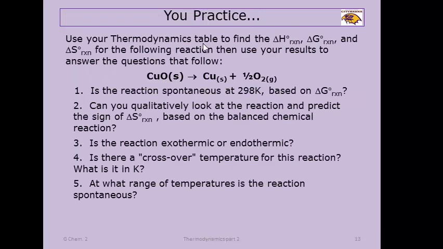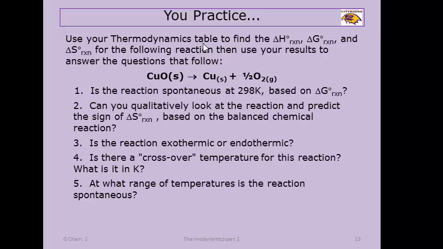Now what I'd like for you to do is just practice all these things we've learned here. I'm going to do a reaction where you take copper 2 oxide and you decompose it into solid copper, and oxygen's given off. And take your thermodynamic table, so you'll have to take one out of your book or one that I've handed you in class, and figure out your heat of reaction, your free energy of reaction, and your entropy of reaction.